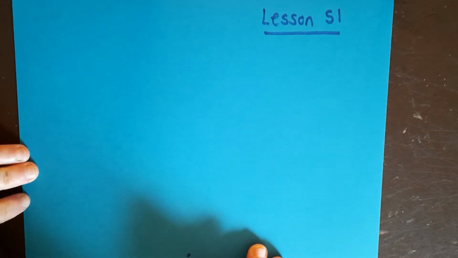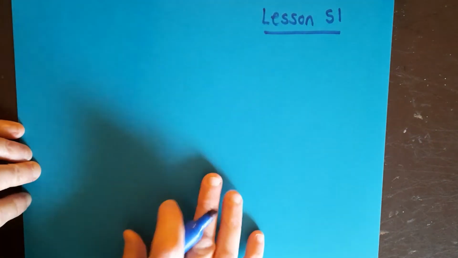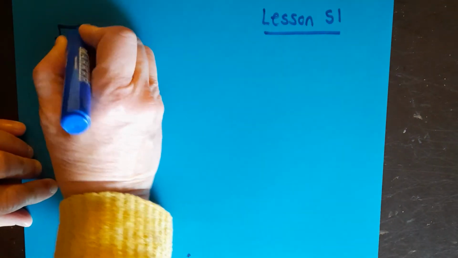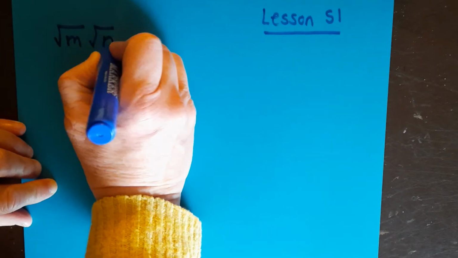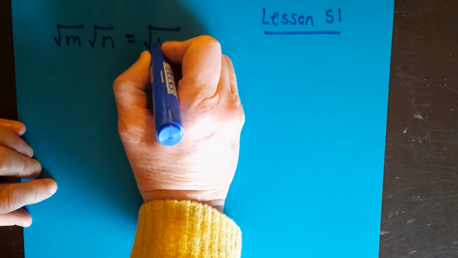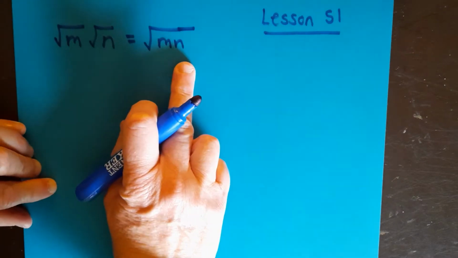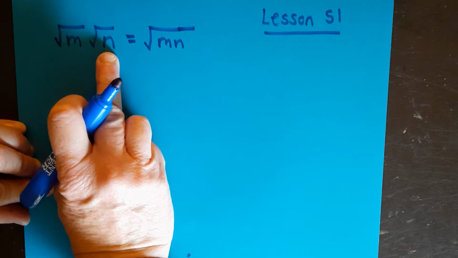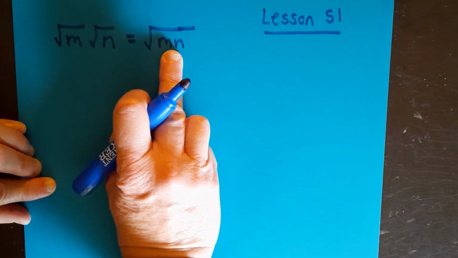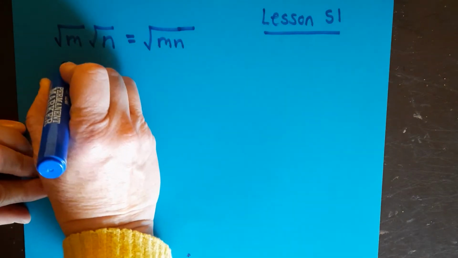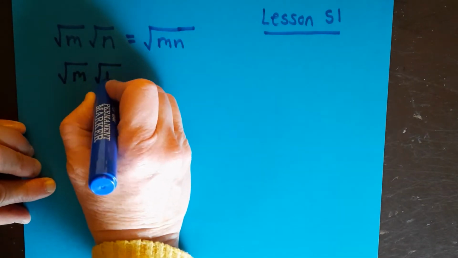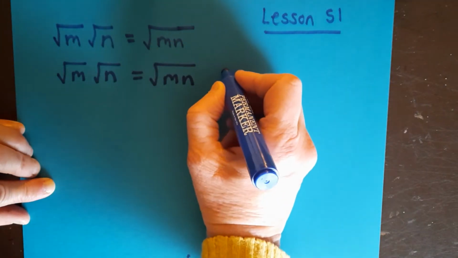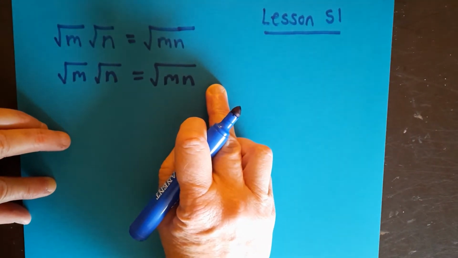The first one is lesson 51. And here we're talking about square roots. We're going to look at this: the square root of m times the square root of n is equal to the square root of m times n. I know that you know that. If these two numbers are both positive, then this number would be positive. If m is negative and n is positive, then this is going to be a negative number under the radical sign.